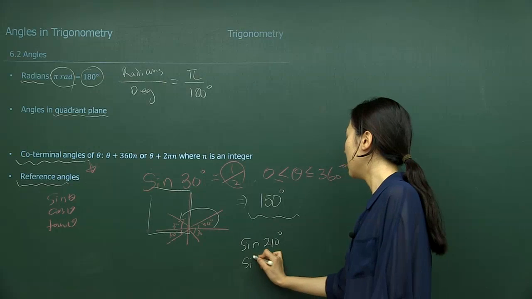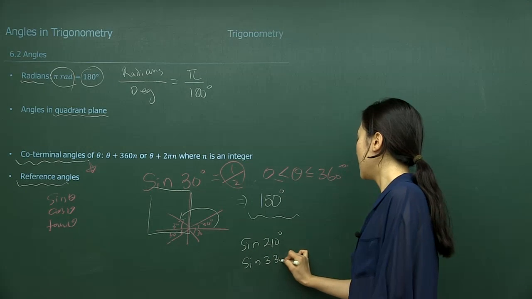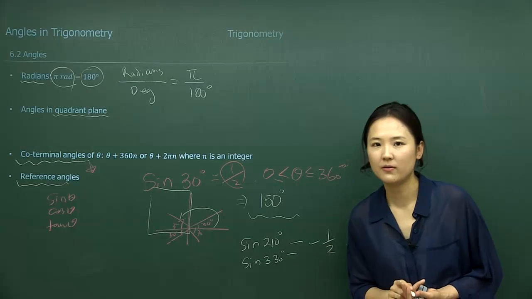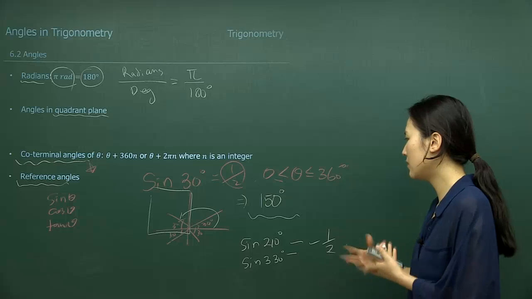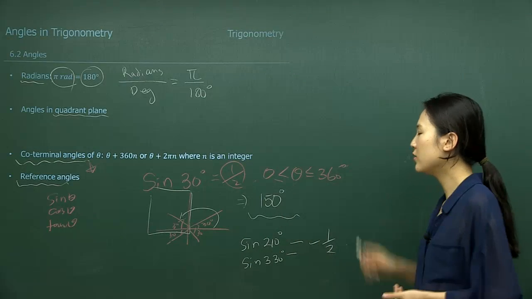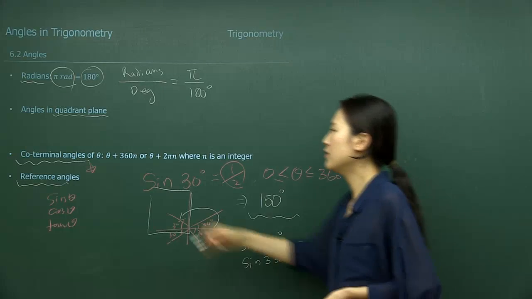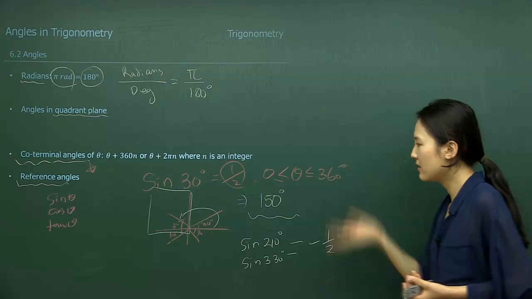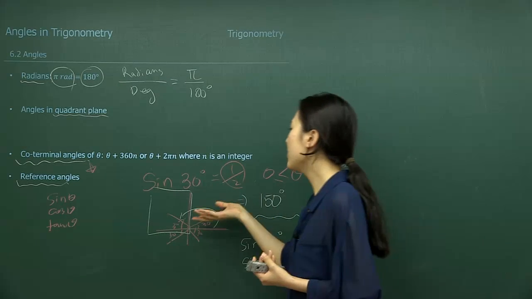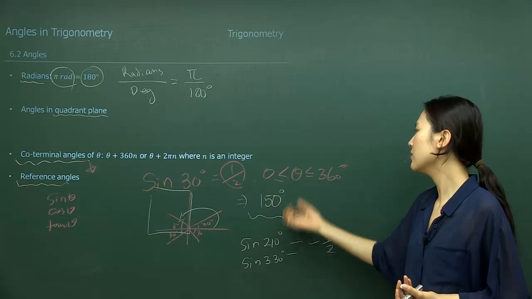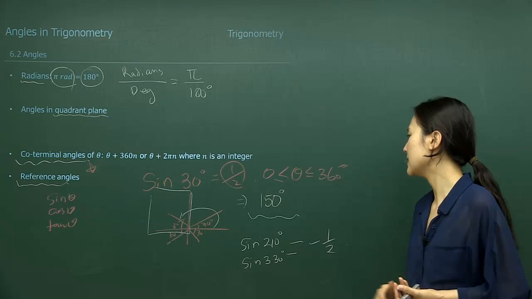Or sine of 330. What about this? They both equal negative 1/2. They still have the same value, but the signs change. Okay? So that is how you use your reference angles to understand that there is more than one angle value that has the same ratio in the interval between 0 to 360.